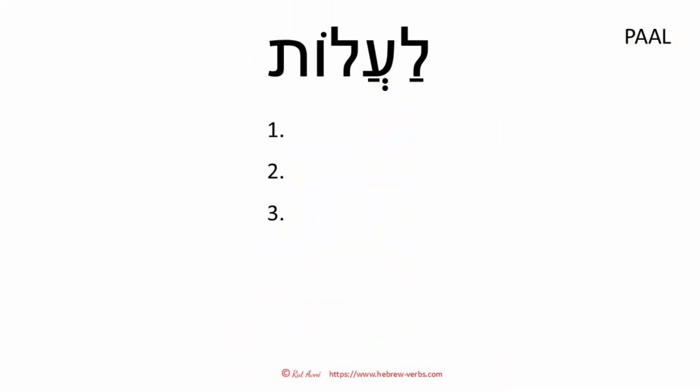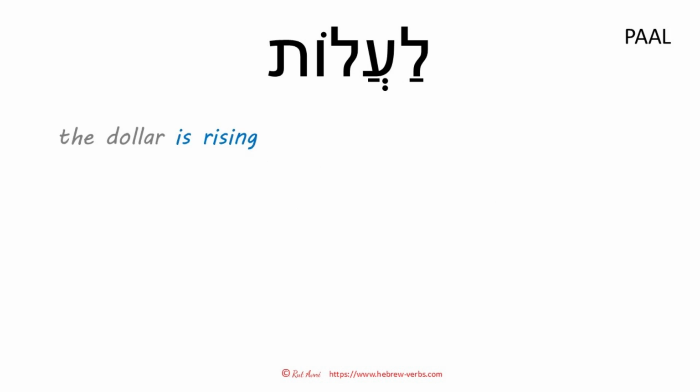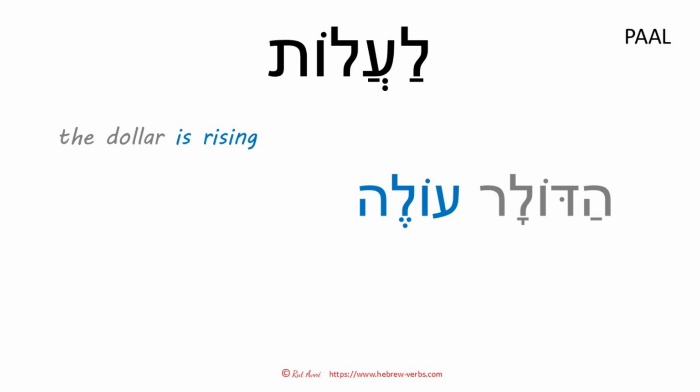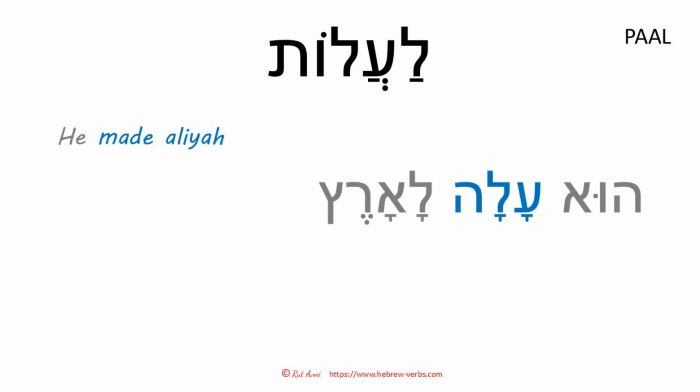Okay, la'alot means to go up, to cost, to immigrate to Israel. We are in pa'al. Now, here's the first sentence. The dollar is rising. Ha-dollar ole. Ole because dollar is male. He made aliyah. Hu ala la'aretz.